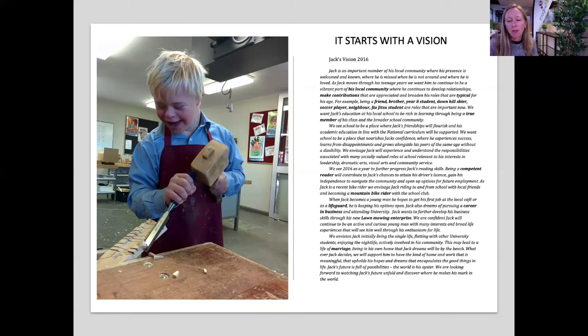So this vision statement here is one that we reflect on each year and really work now with Jack around what he sees his vision for a life to look like. And as you can see, it's very typical for any young person, with or without disability, we would hope. So, of course, it definitely starts with a vision. If you haven't got a clear vision statement for your son or daughter, I think this is a really good place to start.